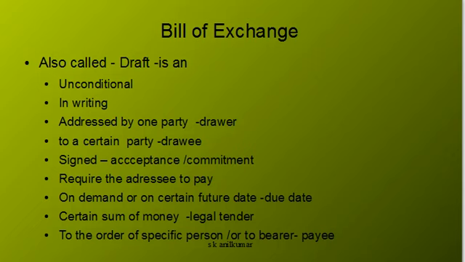Bill of exchange, which we have seen earlier, a negotiable instrument, is also called a draft. It is an unconditional order in writing addressed by one party called the drawer to a certain party called the drawee, signed, that is accepted or committed, and it requires the addressee to pay. Pay on demand or on a certain future date, that is called the due date. A certain sum of money, that's legal tender, you cannot just give gold coins. And it is to the order of a specific person or bearer, that is the payee. This is a bill of exchange.